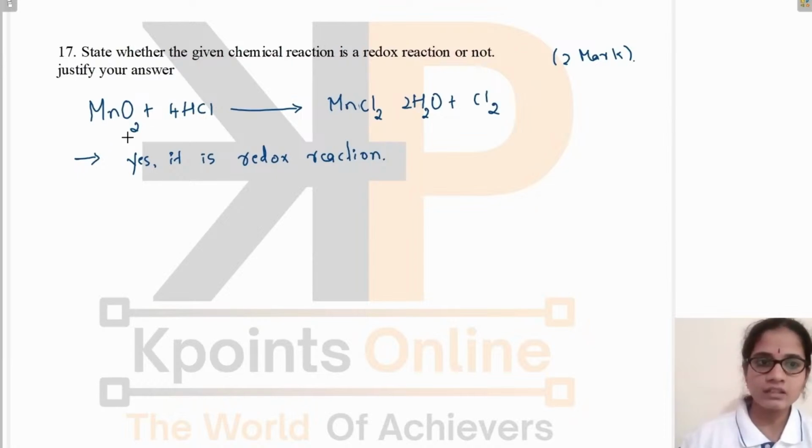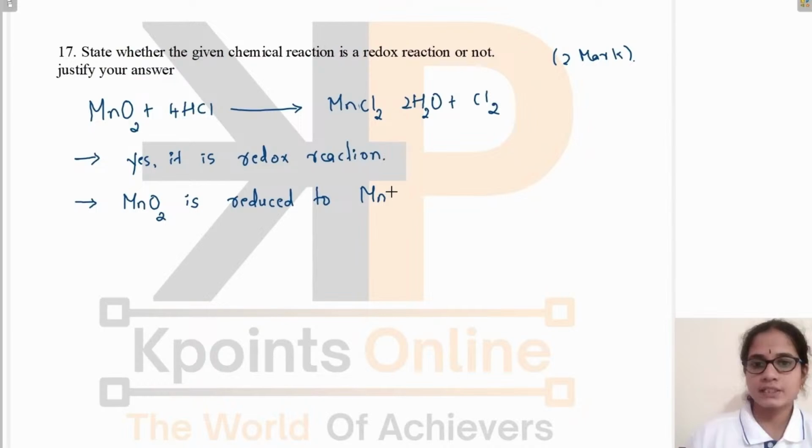What has happened here? Manganese dioxide is reduced to manganese chloride. Okay. MnO2 is reduced to MnCl2. And what has happened here? Again, HCl is oxidized to chlorine, Cl2.